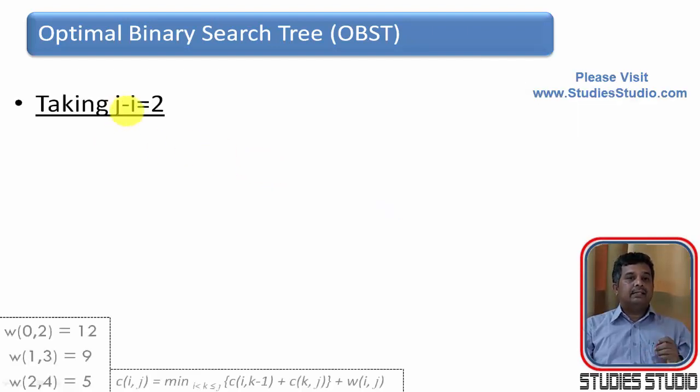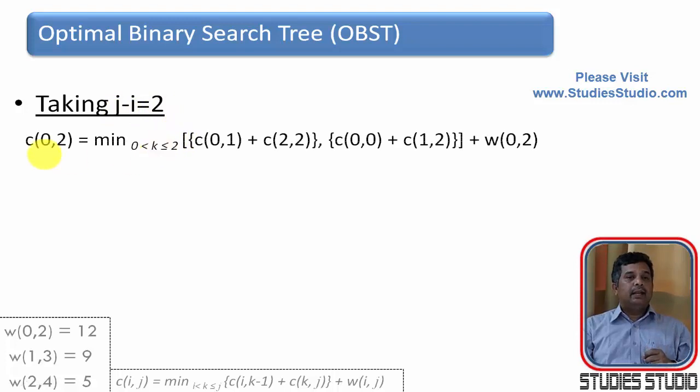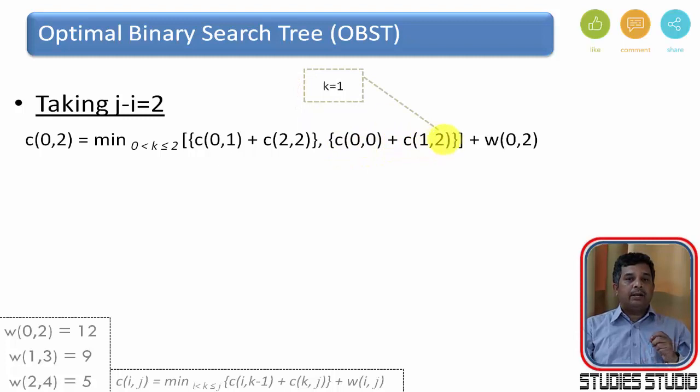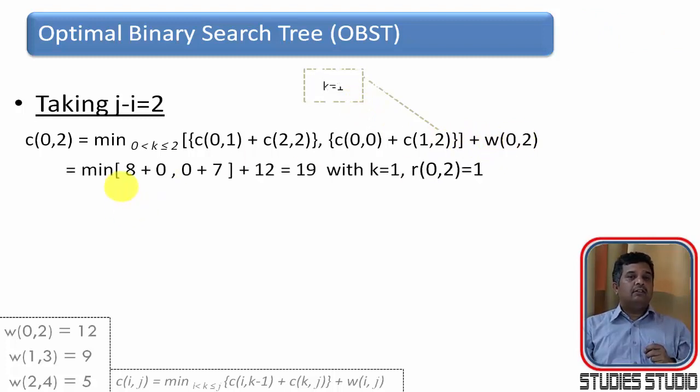Now the next one is j minus i equal to 2. It means what? C02. Here j equal to 2, i equal to 0. Now this inequality will be satisfied for k equal to 1 and 2. So C01 plus C22, this is for k equal to 2, and C00 plus C12, it is for k equal to 1. And then we need to add W02 value. Now the value will be 8 plus 0 and 0 plus 7.